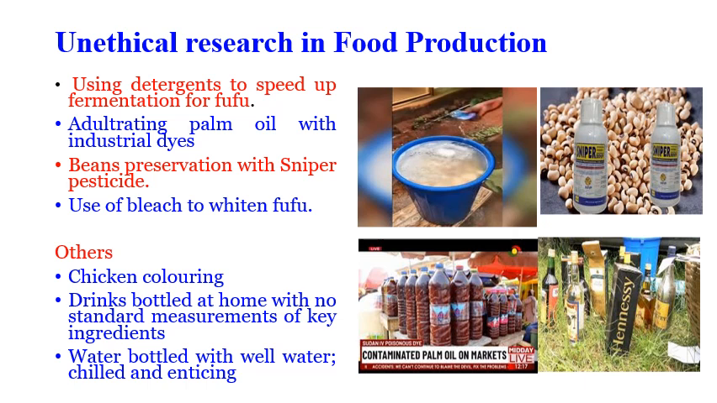Farmers and even marketers use sniper to keep away weevils. But sniper is such a highly toxic chemical, it's poisonous. And so when it enters the food chain, it does not just kill insects, it can also harm humans. So eating beans preserved with sniper can lead to serious illness or even death. And it has led to death of many even in the past.